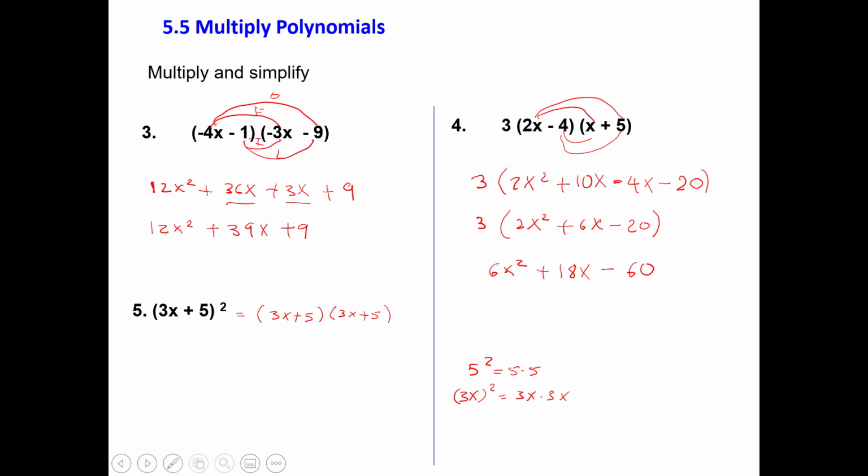Now we know how to solve this one. Yes, this is the multiplication of the polynomials. Then we can apply the FOIL method to solve the problem. And if you have any polynomial to the second power, when you need to expand, we need to write it in the expanded form and then just multiply the polynomials. Then we distribute this 3 to the second parenthesis, here to the first parenthesis.